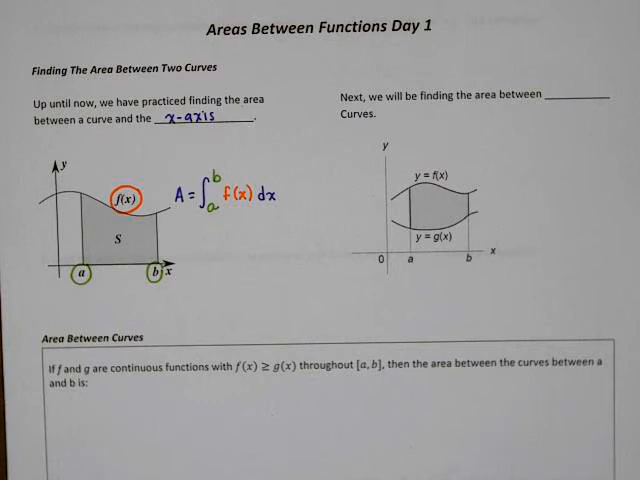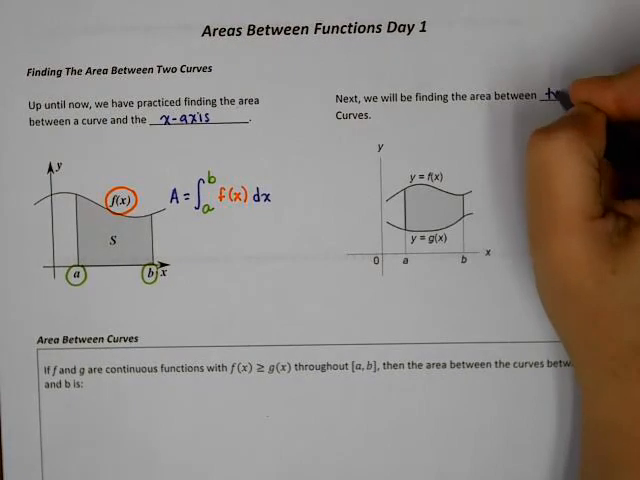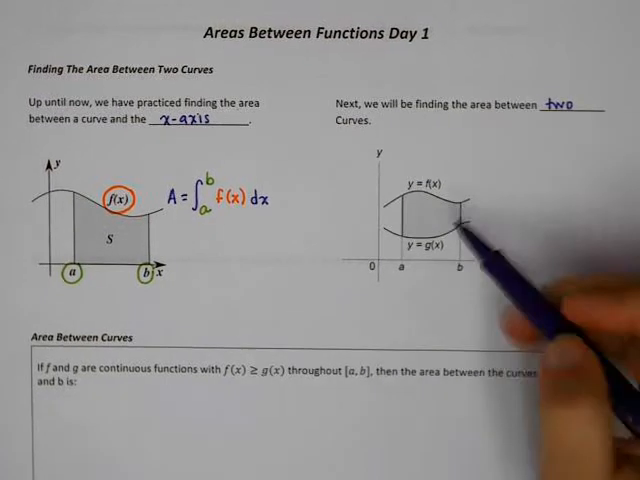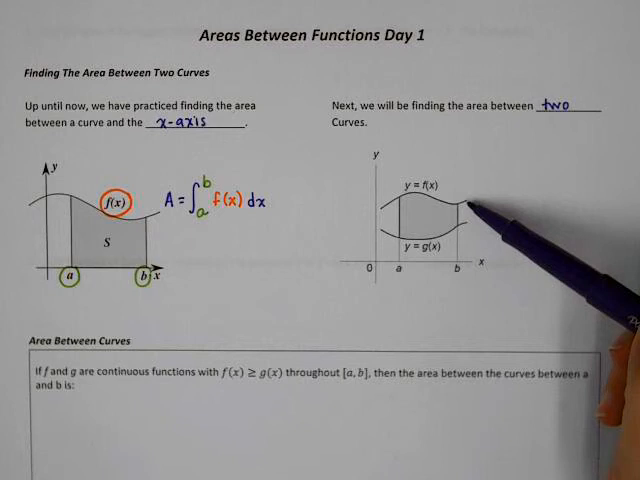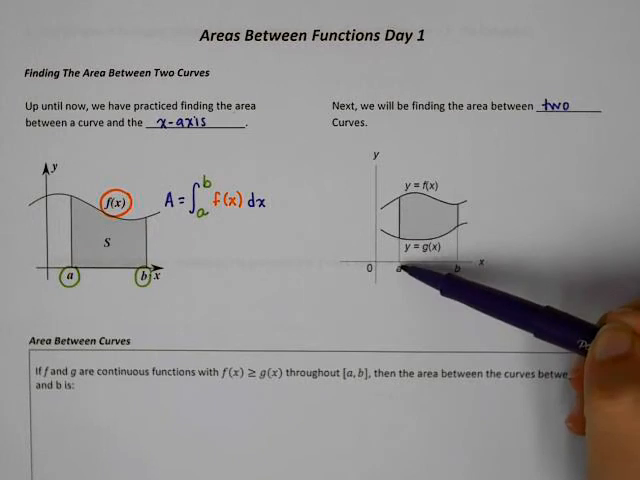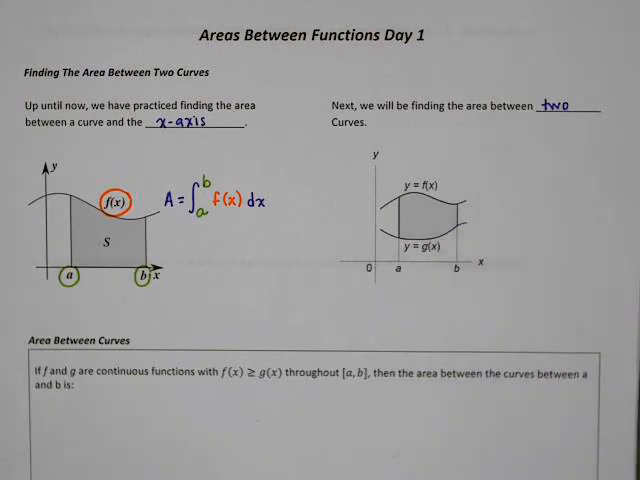Next, what we're going to be working on is finding the area between two curves. So you'll notice that this area looks a little bit different. Instead of starting with f of x on the top and ending all the way down at the x-axis, we're finding the area between f of x at the top and g of x at the bottom. So here's what we're going to work on setting up and figuring out in this video and notes. So let's talk about how we would do that.